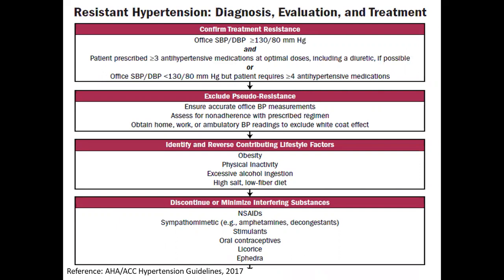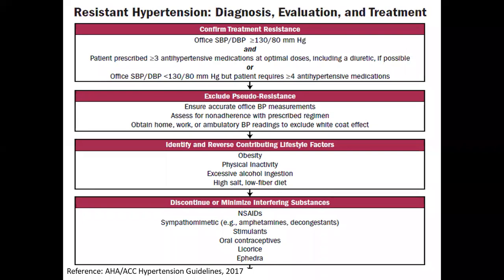So before we start, for the resistant hypertension patients, we need to exclude the other causes of pseudo-resistance, like whether the BP is measured accurately or not, whether the patient is obese, if there is physical inactivity, excessive alcohol consumption, whether he or she is not adhering to the non-pharmacological therapies or not.